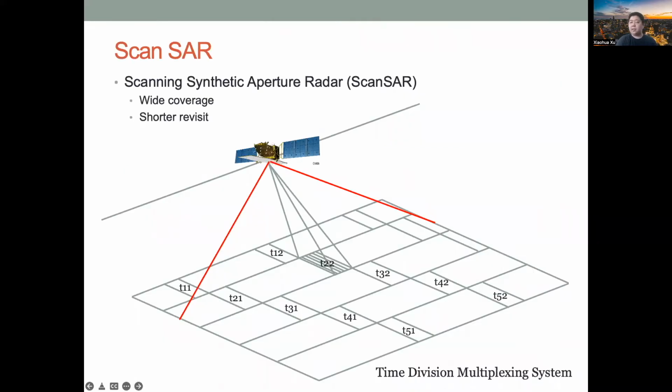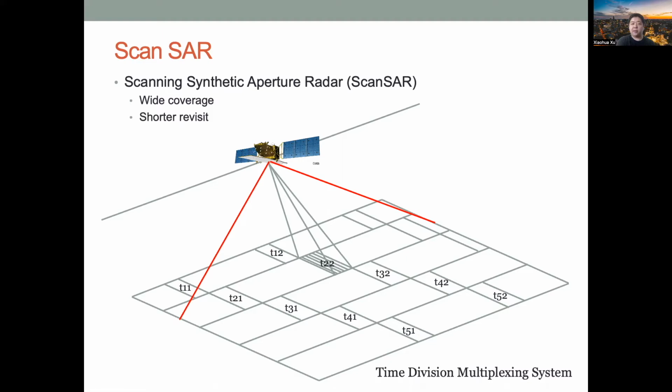So ScanSAR basically is a time division multiplexing system. You could divide the orbits into different parts to observe the different areas on the Earth's surface. For example, you can illuminate a certain part of the ground for a given period of time, and then move to the next subswath, and then keep doing the same thing, and then come back to the first subswath. You do this periodically, and after you process the data, you get a ScanSAR image. Each time the satellite observes a certain area on the Earth, we call this a radar burst.